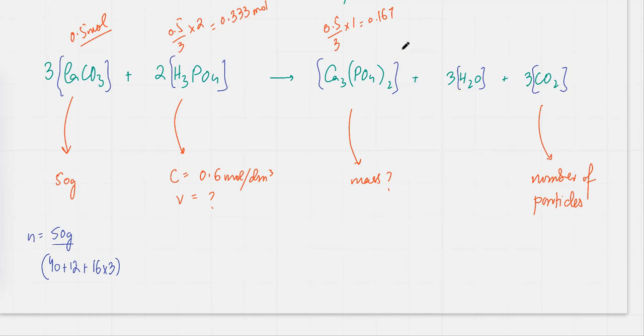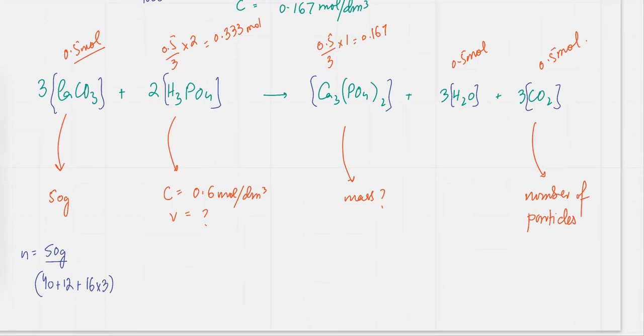Yes. So then you want to find the moles of this one. 0.5 divided by 3 into 3. That pretty much means it's the same ratio. So you're going to get the same moles for this and the same moles of this as well. Okay. So the main goal is you want to find the moles of one of the substances, and then you'll get the moles of all the substances by just simply using a balanced equation and its ratios. The next part would then be easy because you found the moles of everything.